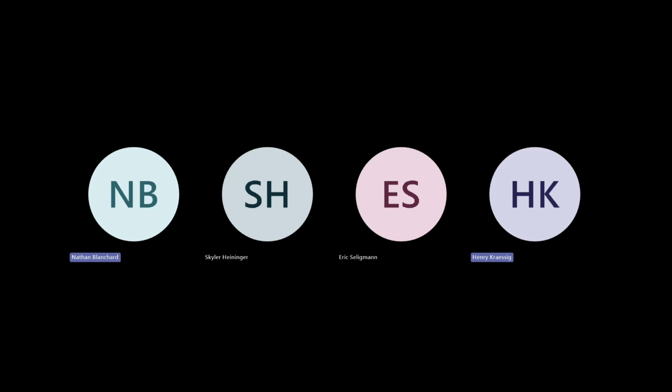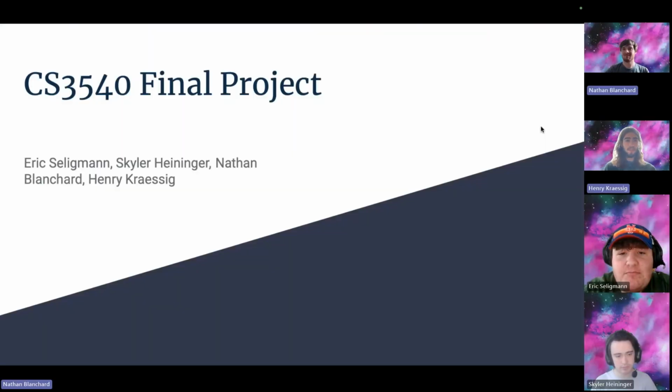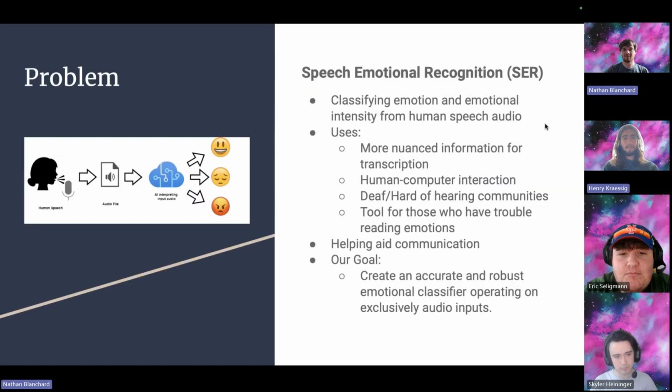This is our CS3540 final project for machine learning. Our problem falls under the umbrella of the field of speech emotional recognition, which is an important and growing field within the machine learning community. There's been lots of previous work attempting to fix our main problem, which is being able to classify emotion from exclusively audio inputs. So from human speech, providing a label for a predicted emotion.